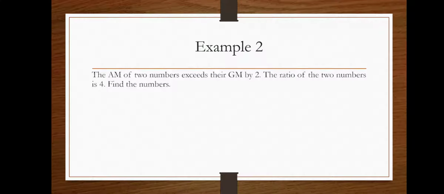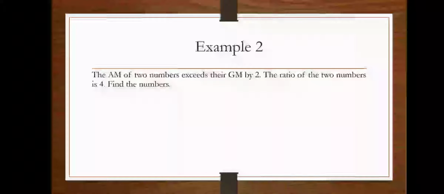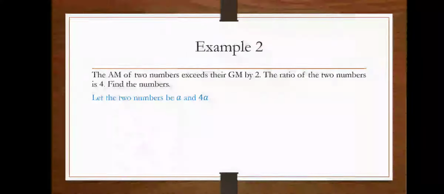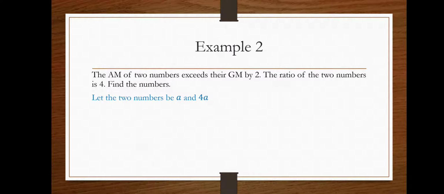Number 2. The AM of two numbers exceeds their GM by 2. The ratio of the two numbers is 4. Find the numbers. So let me consider the two numbers to be A and 4A. Why? Because it is given that the ratio between the two numbers is 4. So if I consider one as A, the other can be taken as 4A. Or you can take A by 4 as well. Both are going to give you the same answer.